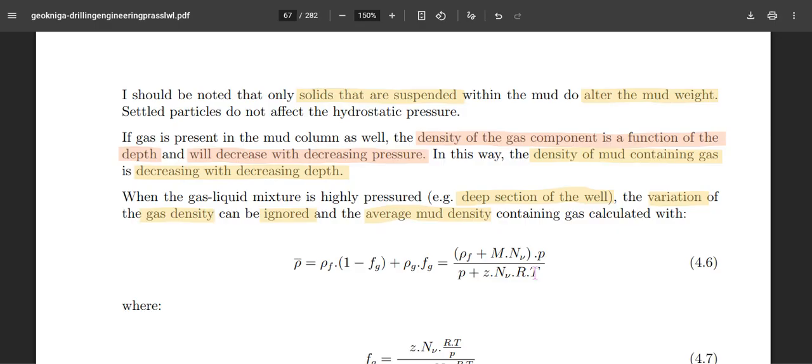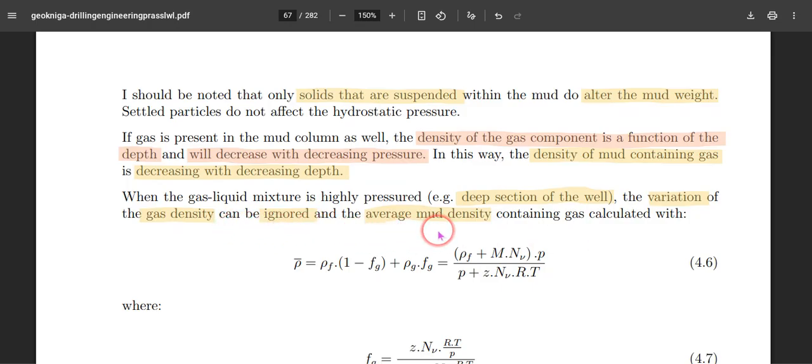If the gas is trapped at a very deep depth, then it will have high density. But if it is at the surface, then the density would be negligible. So for the deep section of the well, the gas density will be very high, and the density difference between this gas and the mud weight will be negligible. Then there will be hardly any variations, and those things are ignored.